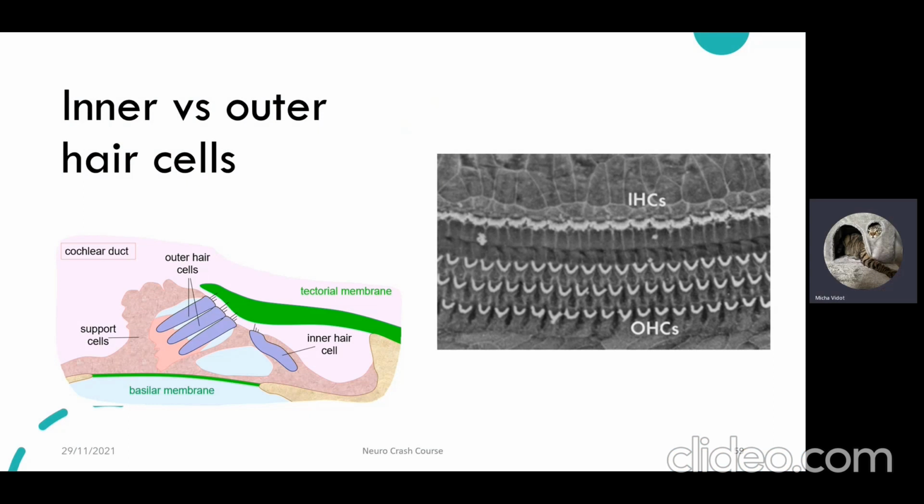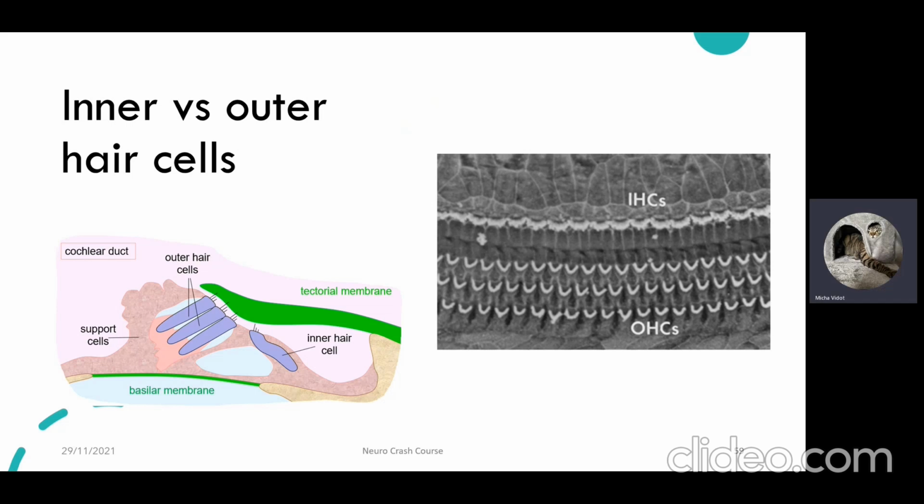Inner hair cells are responsible for being the source of auditory information. They generate the signals which your brain turns into sound. There are only about 3,500 of them and only one row. And they do not connect to your tectorial membrane.